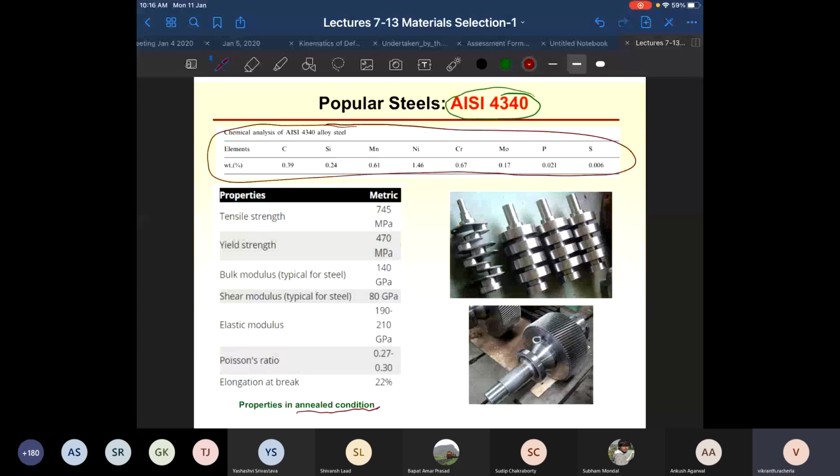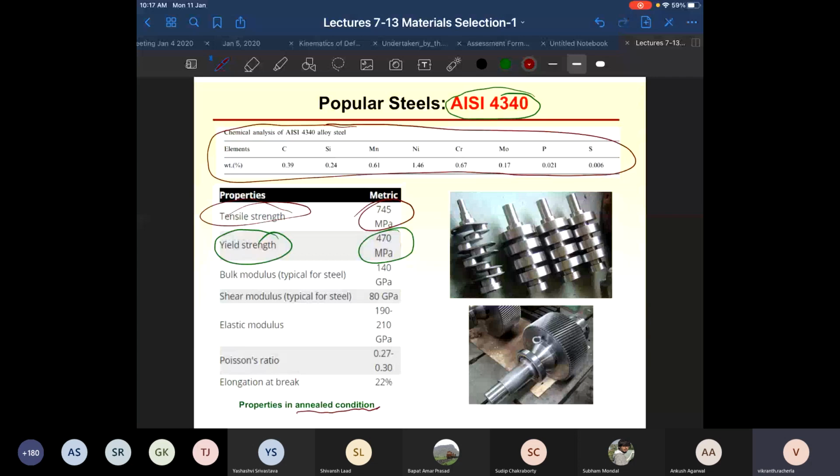Only in the very end stage you are going to subject it to a heat treatment process and then finally carry out something like a grinding operation in order to get the precise dimensions that you want. So the material is normally available in the annealed condition. Now for this particular alloy, even in annealed condition, it has a yield strength of 470 megapascals and a tensile strength of 745 megapascals. So in comparison to low carbon steel, what is the percentage by which the yield strength is higher for 4340 even in annealed condition?